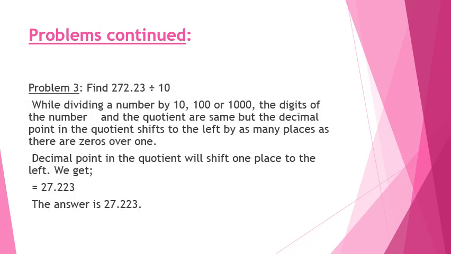Another problem, division by 10. 272.23 divided by 10. 10 has one zero. So we are going to shift the decimal point towards the left by one digit, thereby giving our answer as 27.223. Is that clear? So here we complete our decimal portion, all the three parts, and please attempt the questions of exercise 2.7 so that you can practice decimal division.